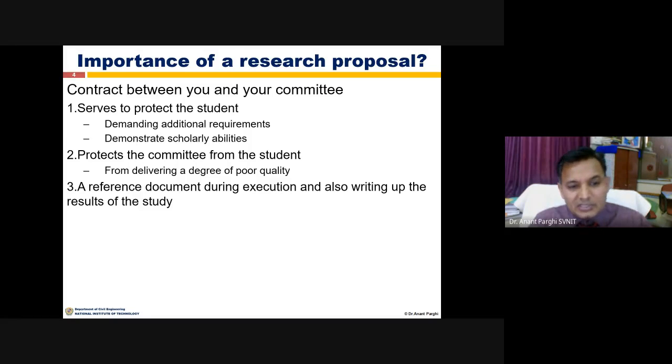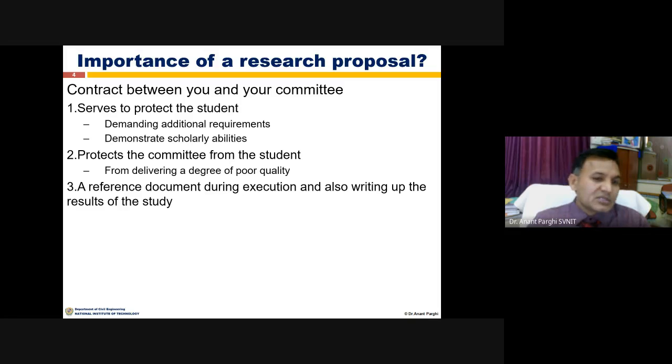It also protects the committee from the student. Sometimes a student will argue that way. The committee should be aware that a certain thing is not feasible, because the student will not be able to complete this particular task in this specific timeline.